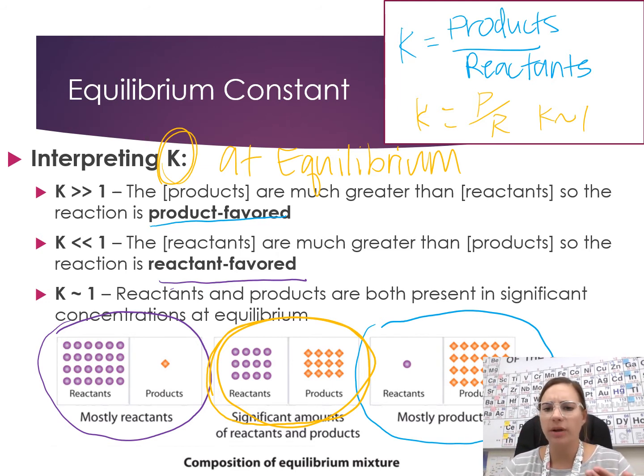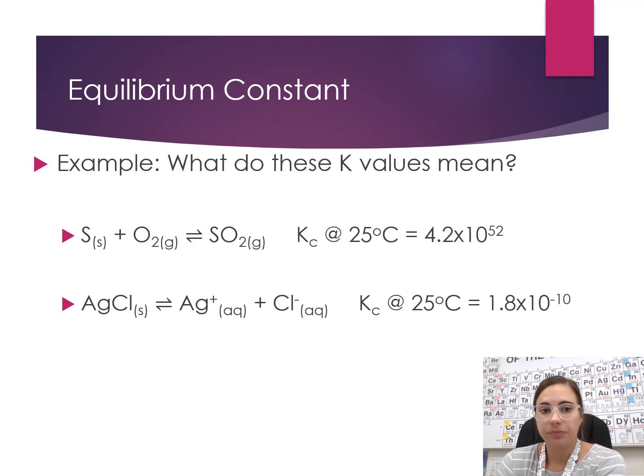So let's say we start a reaction and we only have reactants. Well, of course there's more reactant than product, but we're not at equilibrium yet. We have to wait for the system to get to equilibrium, and then we can see, is there more product or is there more reactant? So let's practice interpreting a K value.